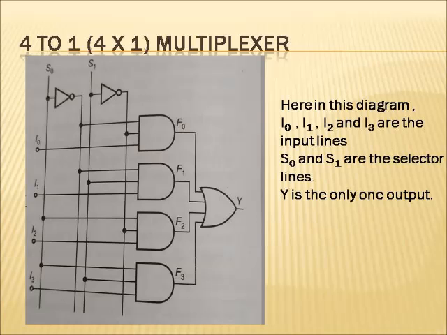So the condition is that whenever S0 equals 0 and S1 equals 0, then F0 will be enabled. Suppose S0 equals 1 and S1 equals 1, then the gate F3 will be enabled.